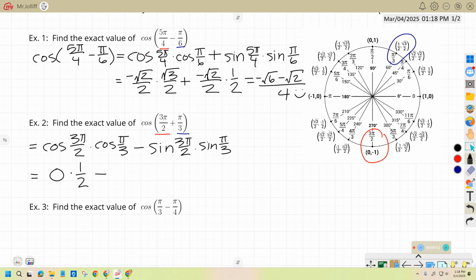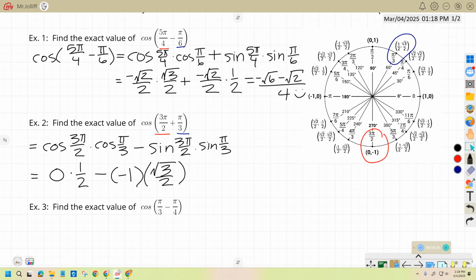Next, LD. What is sine of 3 pi over 2? Perfect. -1. That's the y coordinate down here. Excellent. And then the last one, Omar, what is sine of pi over 3? Square root 3 over 2. Excellent. Perfect.